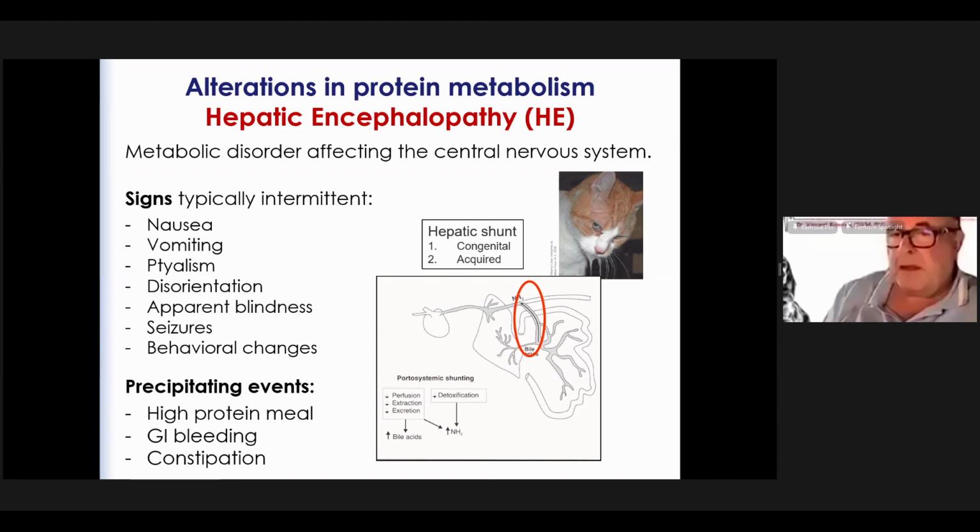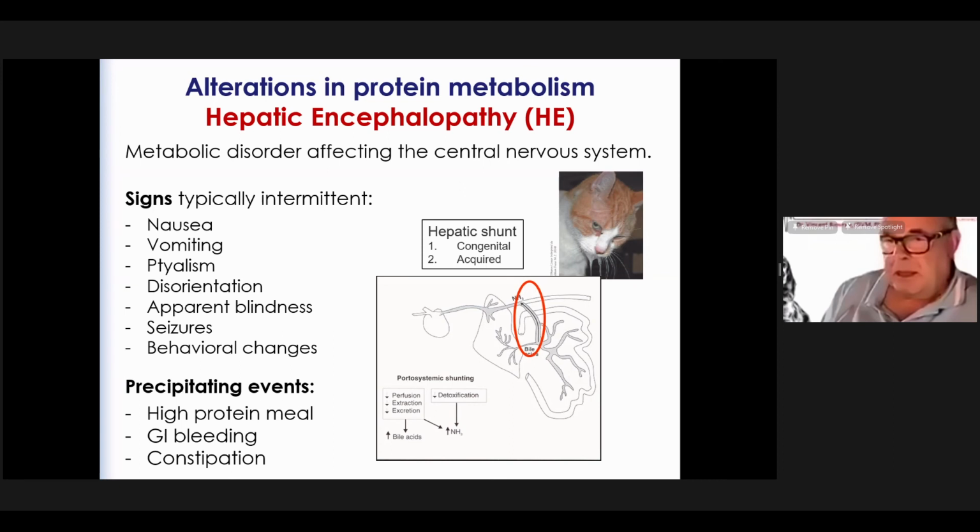What is the most common cause of hepatic encephalopathy? It is the hepatic shunt. They will come in as a healthy animal when it's congenital, except for that shunt. Those animals are more or less normal. They might be a bit smaller than normal, and the liver is obviously smaller than normal.